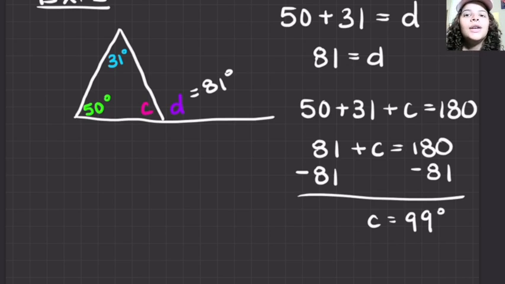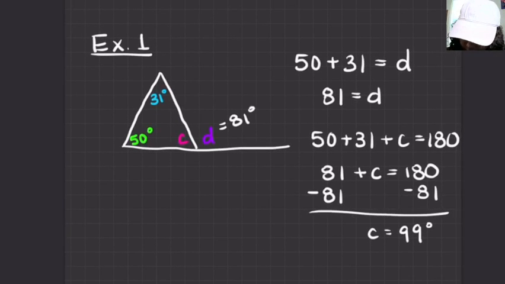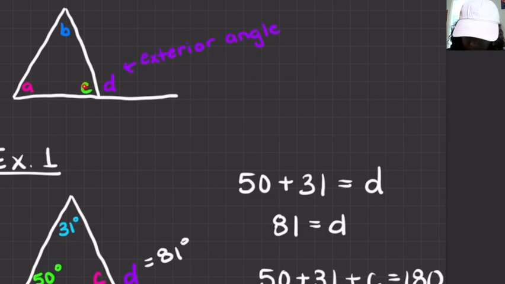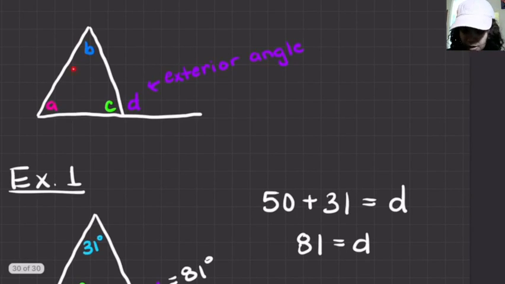Okay. So that is exterior angle theorem in a nutshell. If you add the two angles that are not connected to that exterior angle, so C is right next to that exterior angle, you don't worry about C. Add these two angles together, that'll be equal to your exterior angle, okay?